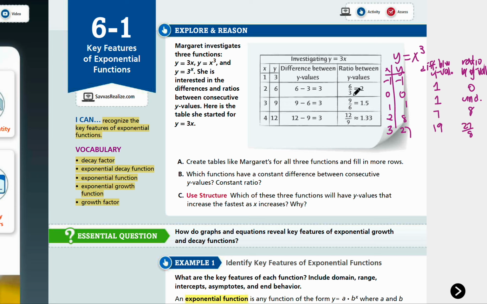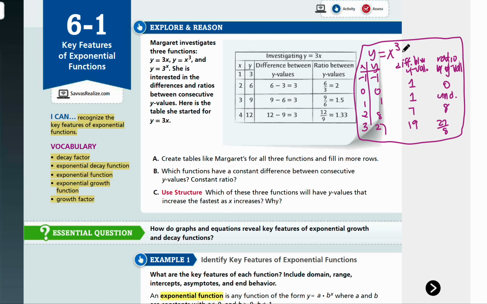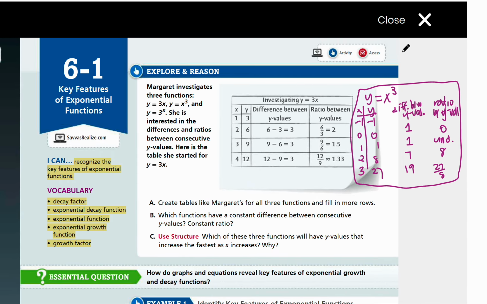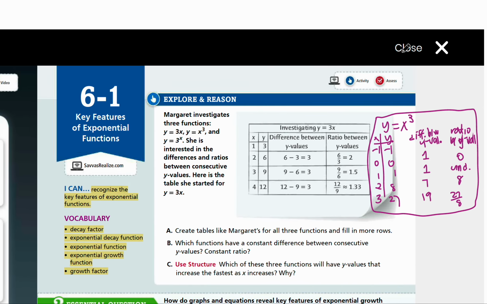So that is one more table. Then let's draw another table over here. So y equals 3 to the power of x. Let's start with the x and y values. We can start with -2 now. When x is -2, y is 1 over 9. When x is -1, y is 1 over 3. When x is 0, y is 1. When x is 1, y is 3, then 9, 27, and so on, 81.